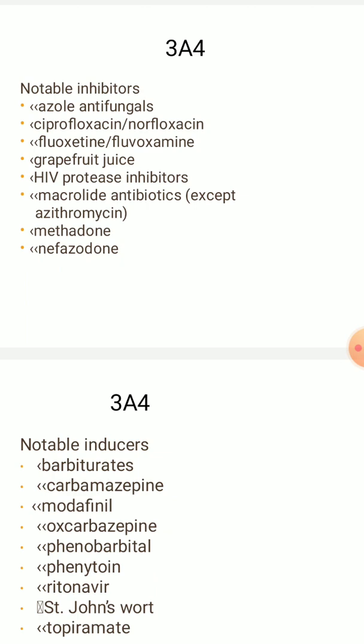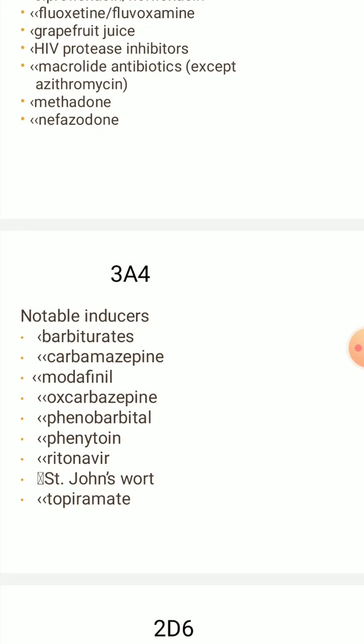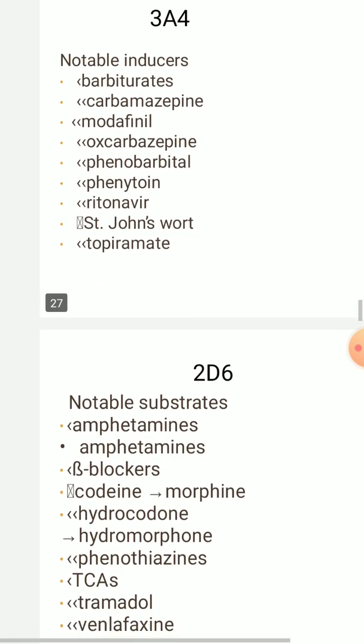If you come to this 3A4, notable inducers: barbiturates, carbamazepine, modafinil, oxcarbazepine, as well as phenobarbital, phenytoin, ritonavir, and St. John's wort and topiramate. All these are notable inducers on this particular enzyme.